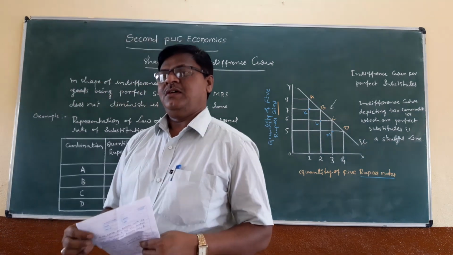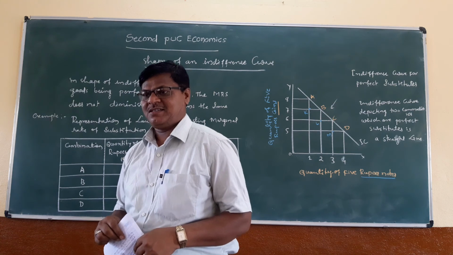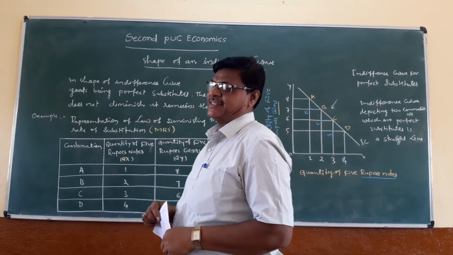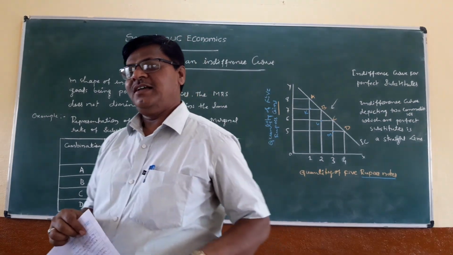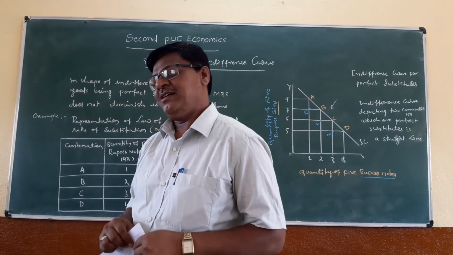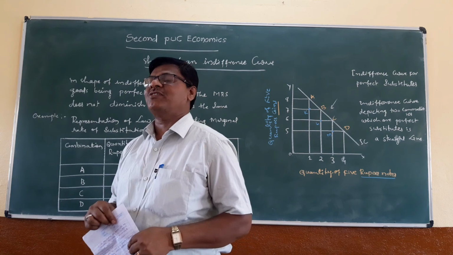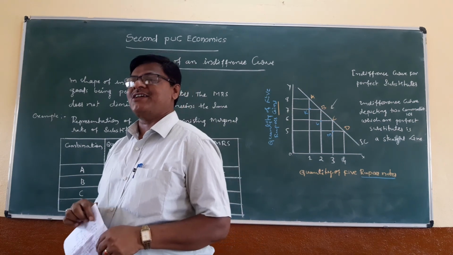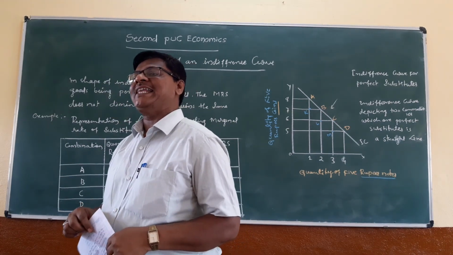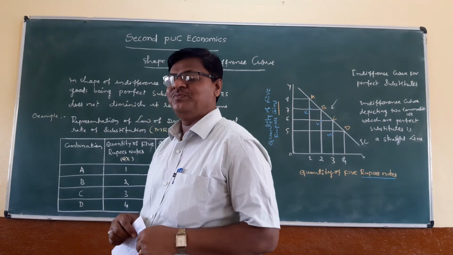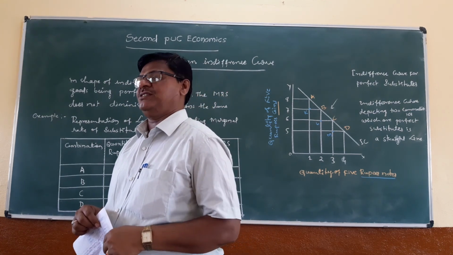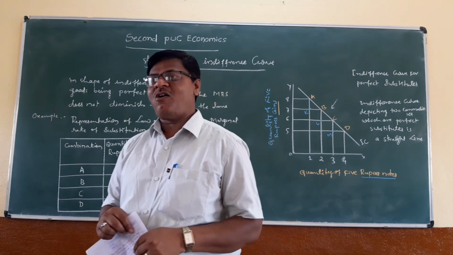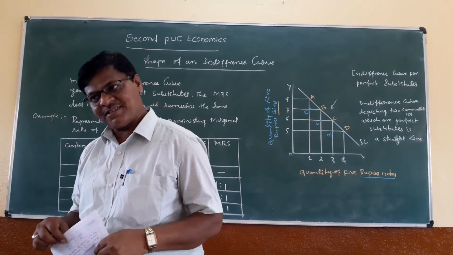Today we shall discuss chapter number 2, that is theory of consumer behavior. Yesterday we studied the marginal rate of substitution, its meaning and chart, and how the shape of indifference curves is determined in the case of the law of diminishing marginal rate of substitution.